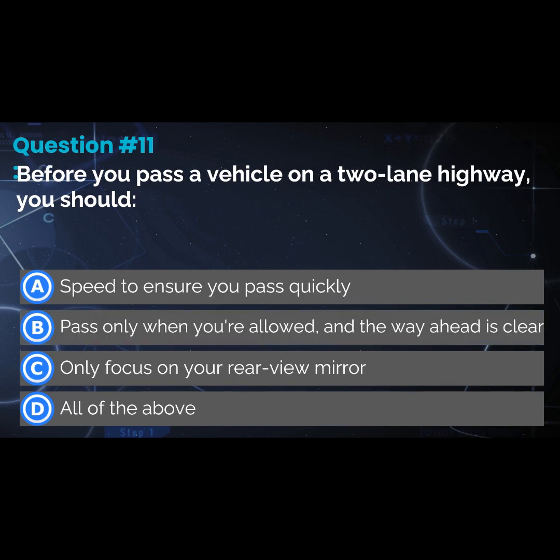Question 11. Before you pass a vehicle on a 2-lane highway, you should A. Speed to ensure you pass quickly. B. Pass only when you're allowed, and the way ahead is clear. C. Only focus on your rearview mirror. D. All of the above. The correct answer is B. Pass only when you're allowed, and the way ahead is clear.